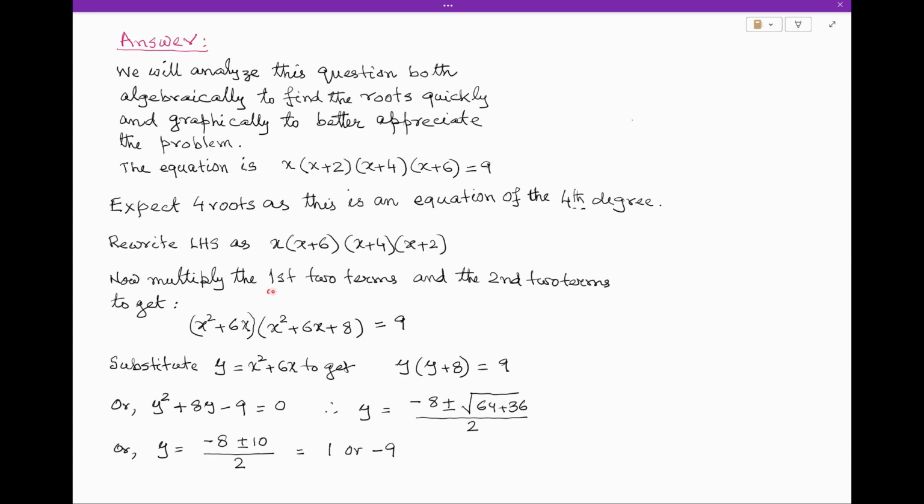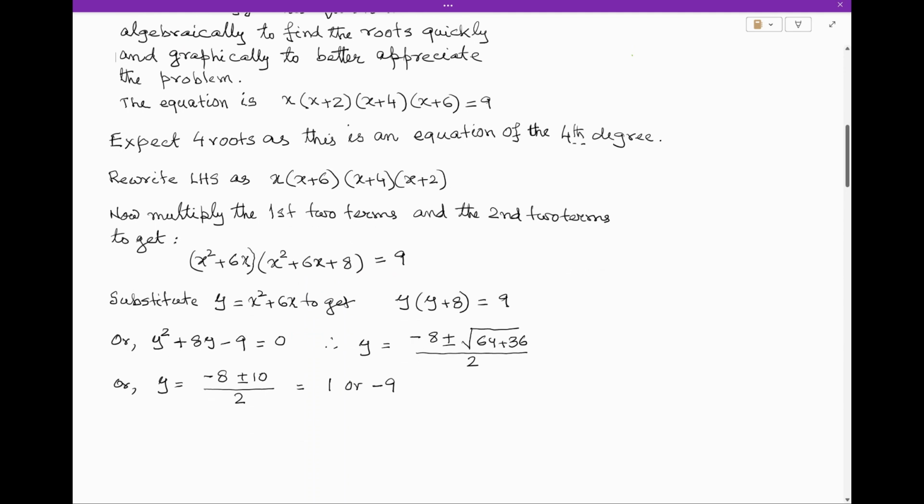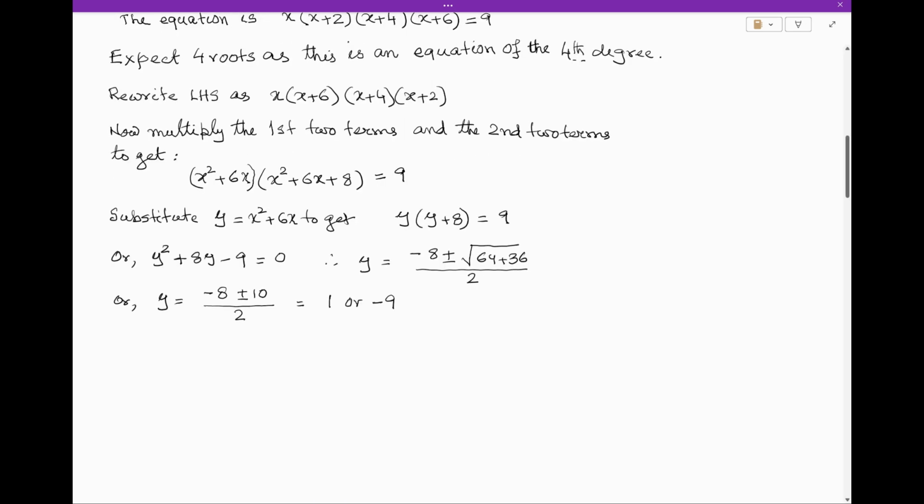Now multiply the first two terms and the second two terms to get x squared plus 6x multiplied by x squared plus 6x plus 8 is equal to 9. Substitute y is equal to x squared plus 6x to get y multiplied by y plus 8 is equal to 9. Or by rearranging terms, y squared plus 8y minus 9 is equal to 0.